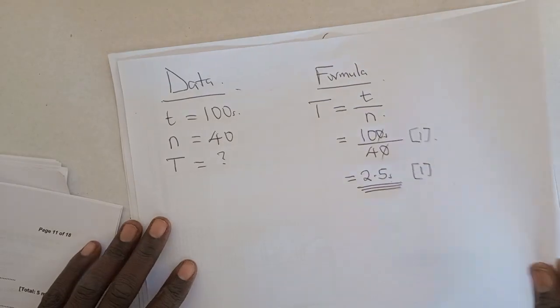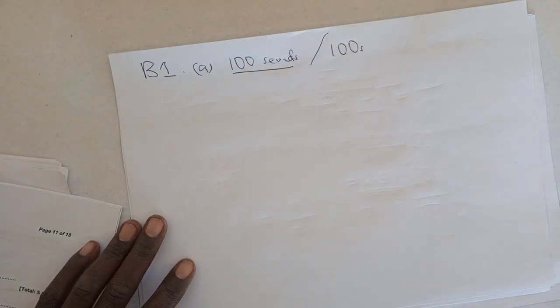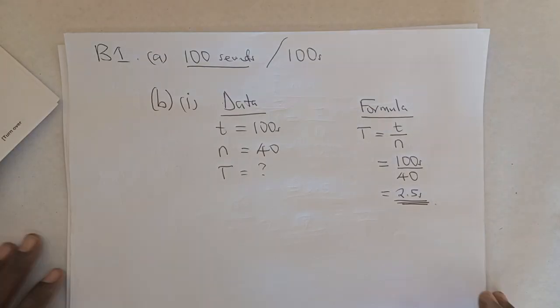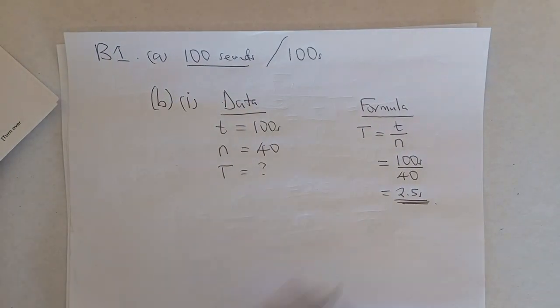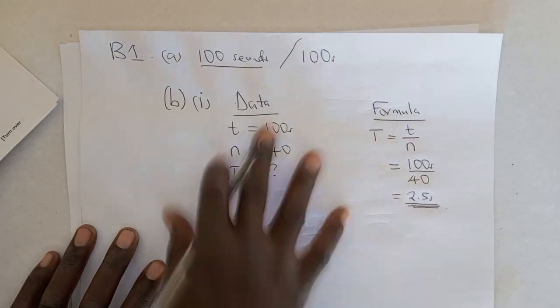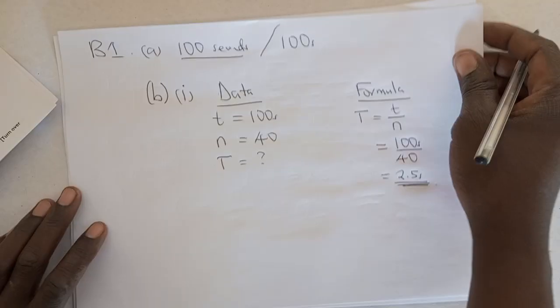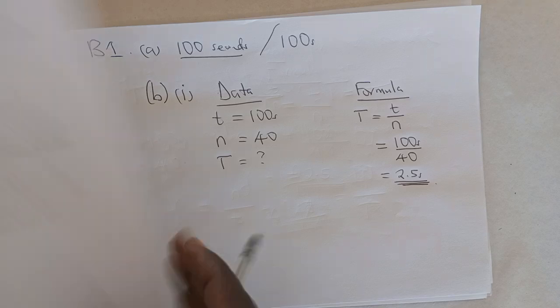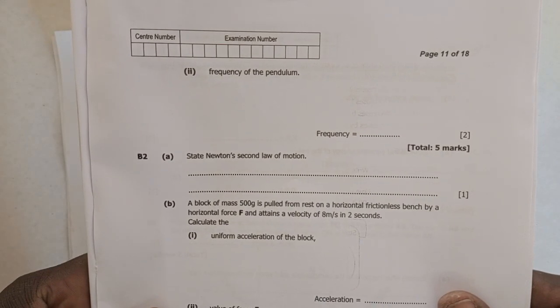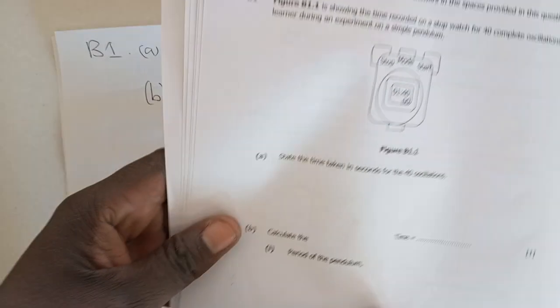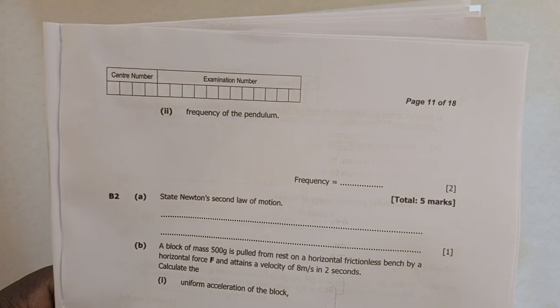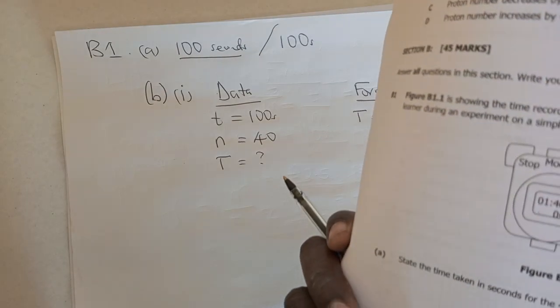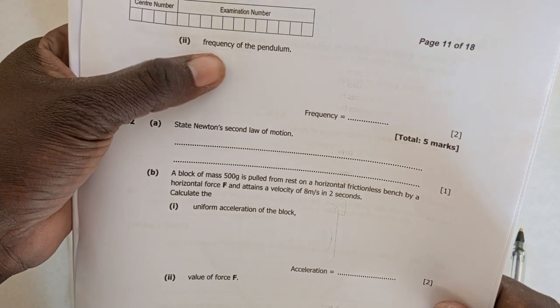So now let's duplicate this in the answer sheet that we've just created. All right, so this is how you calculate. Then we move forward to question B, Roman, because what we were calculating with regards to period was question B1. Now we go to question B2, which says calculate the frequency of the pendulum.